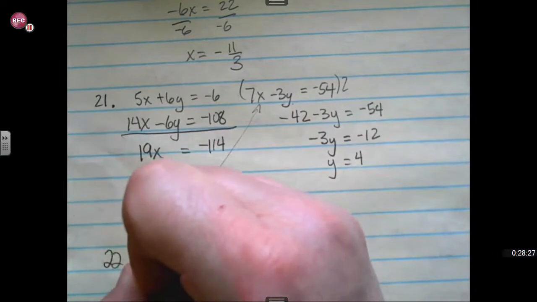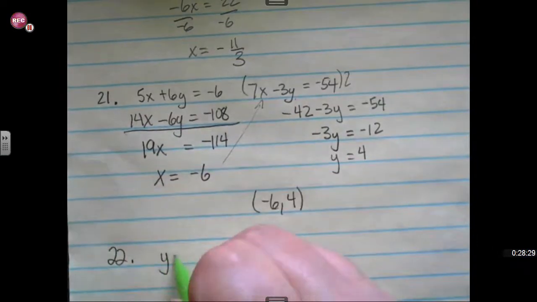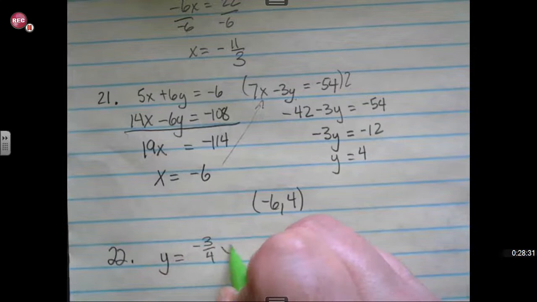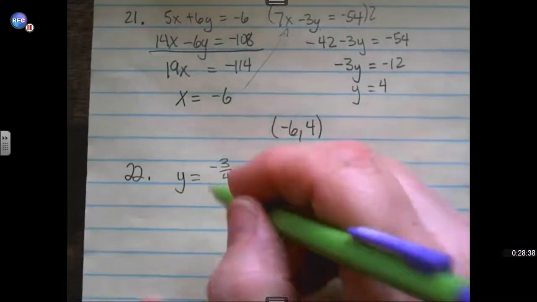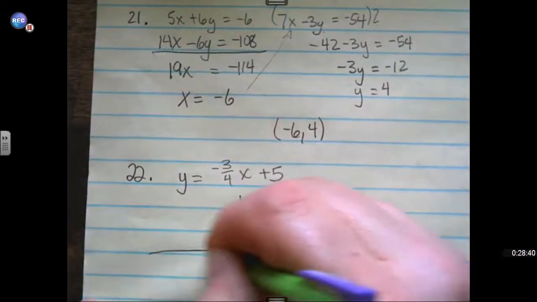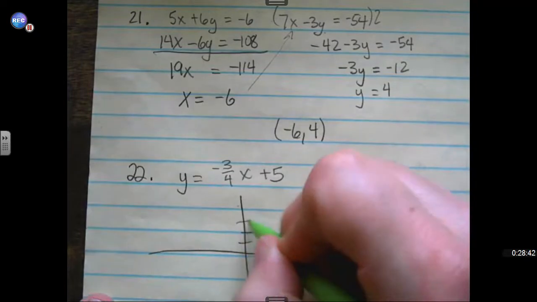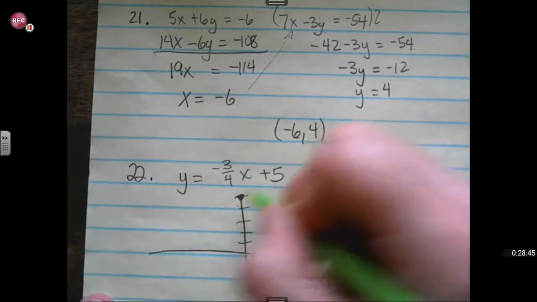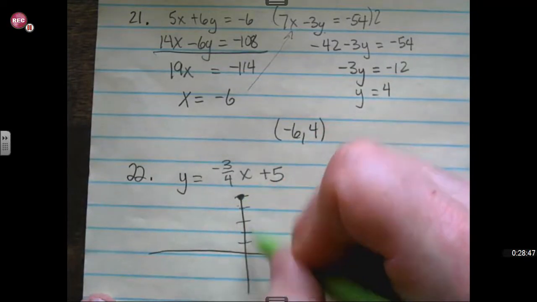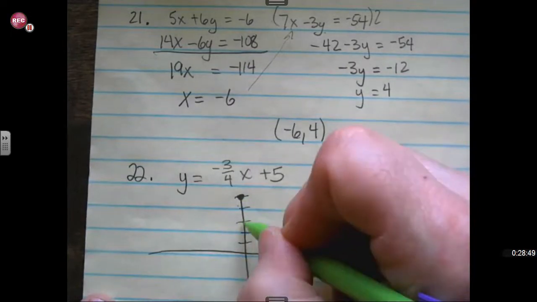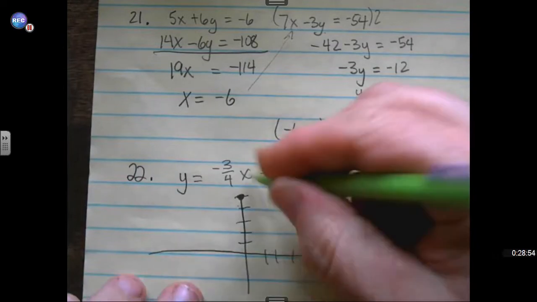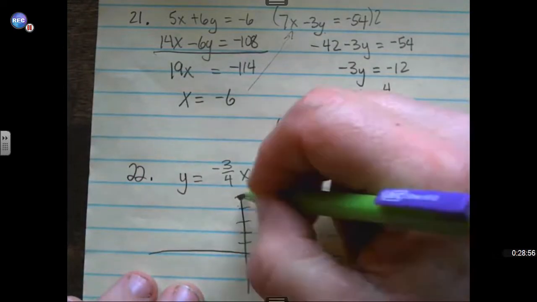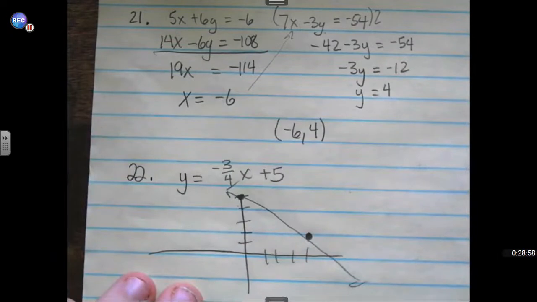We're supposed to graph y equals negative 3/4 x plus 5. And if I do that, I start with the y-intercept at 5. Slope is negative 3/4, so down 3, 1, 2, 3 over 4. That line has a negative slope, so it probably looks something like that.